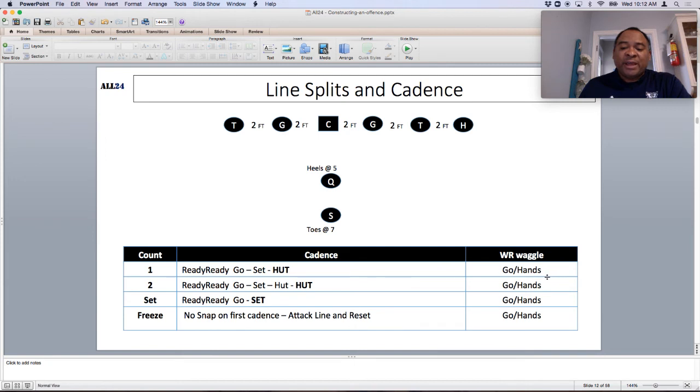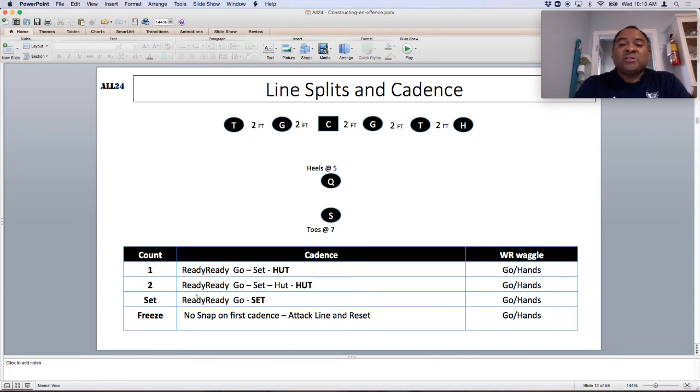Again, you might see a hand signal to get the receivers started on the waggle who are off the line of scrimmage, and then a communication of ready, ready, go, set, hut, with the ball being snapped on hut. That would be simulating the count, ball being snapped on one. Or you could be on two: ready, ready, go, set, hut, hut, and now the ball's on two. In this example, you can go ready, ready, go, set. It's on set. And so it varies in all the different ways you can do it.